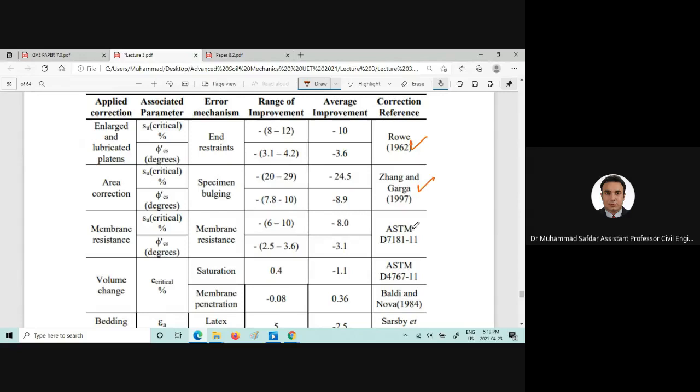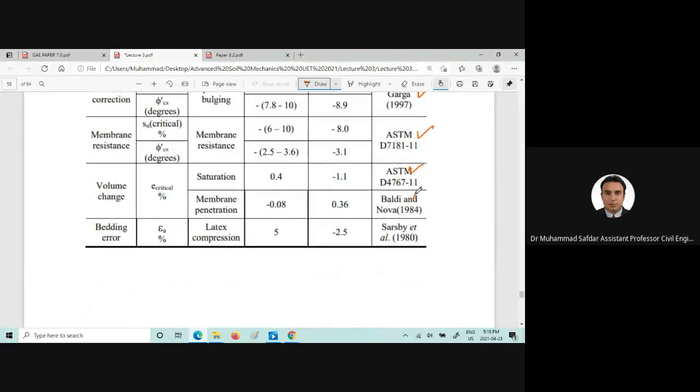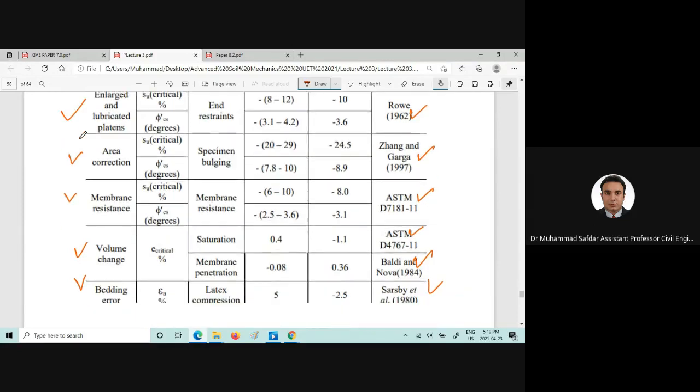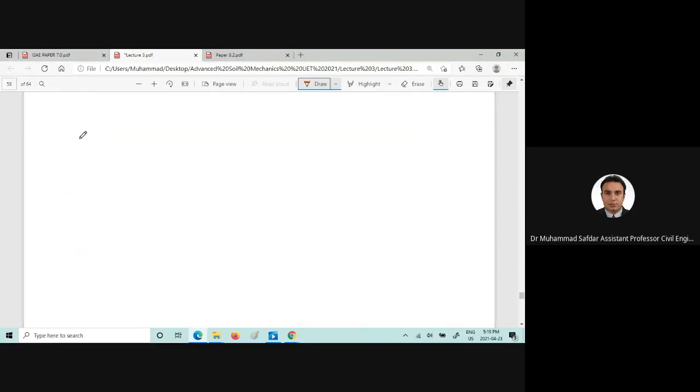Rowe, Zhang, and Garga, and ASTM standards propose a few corrections as well. Baldi and Nova, Sarsby et al. So, for example, the bedding error, volume change error, membrane resistance error, area correction error, and enlarged and lubricated platens error. These are all the specimen preparation errors which we can also investigate during our triaxial testing.